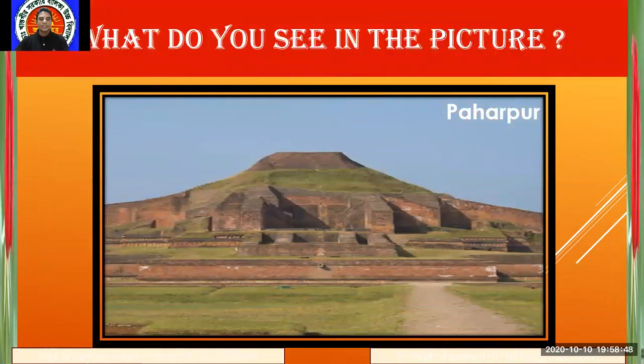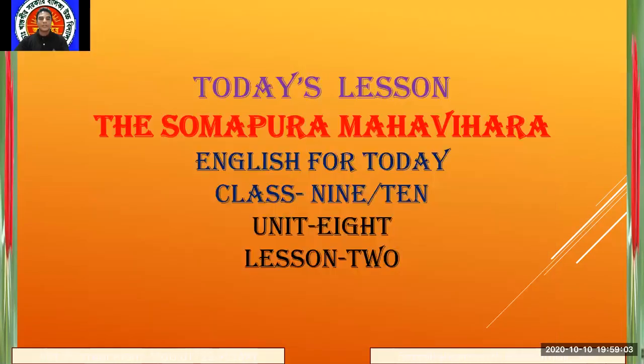What do you see in the picture? The place is in Paharpur. I hope you can easily understand the place of Bangladesh. This is Sompur Bihar. So, our today's lesson is the Sompur Mahabihar. English for Today for class 9 and 10 students is Unit 8, Lesson 2.